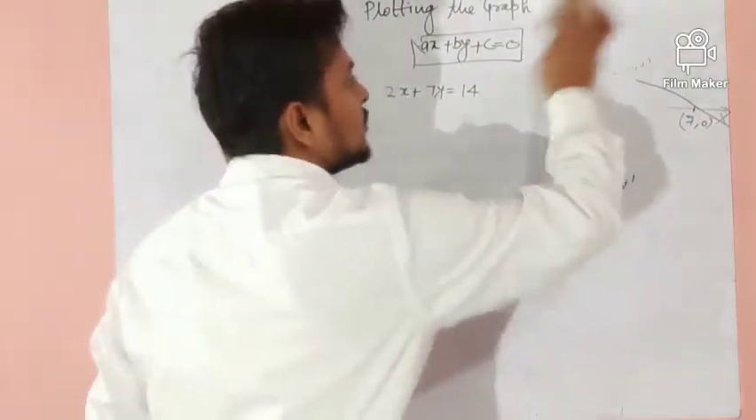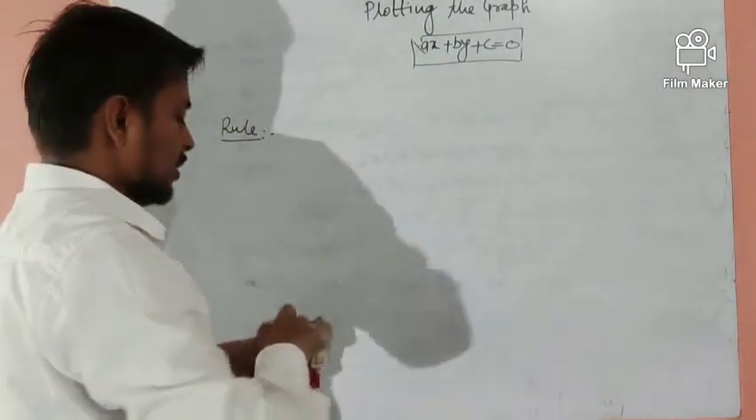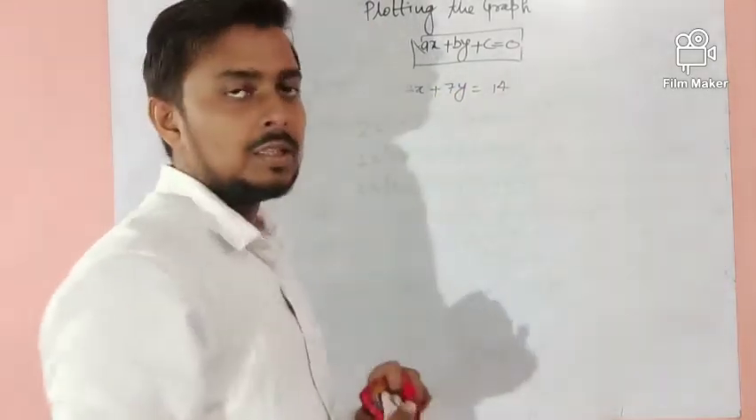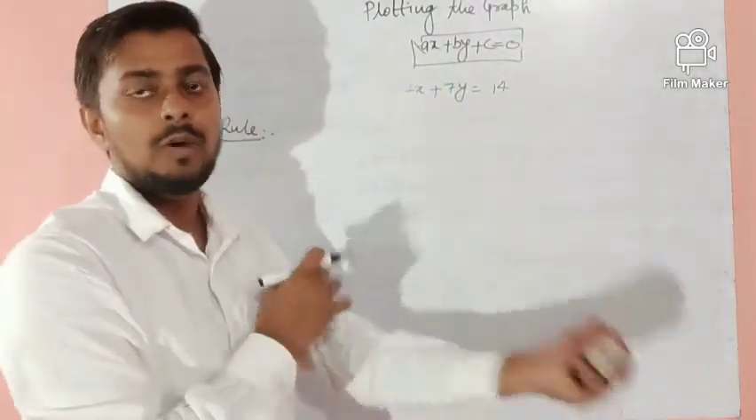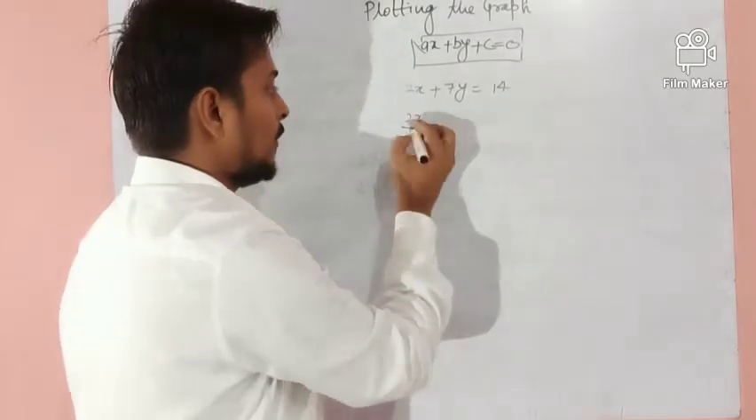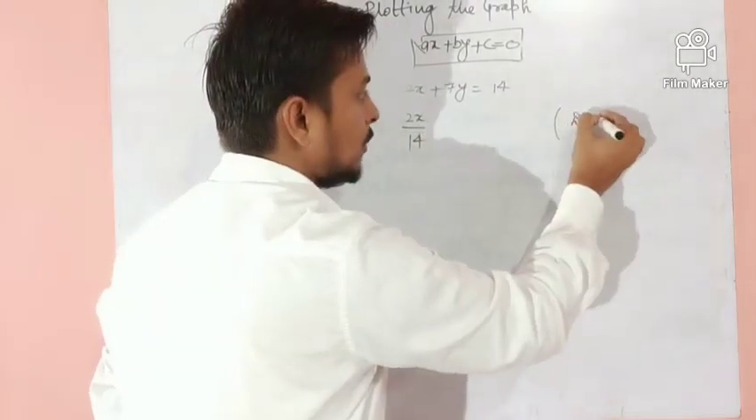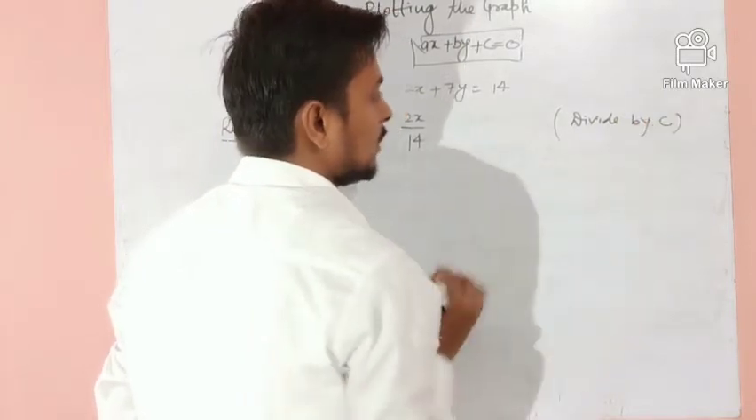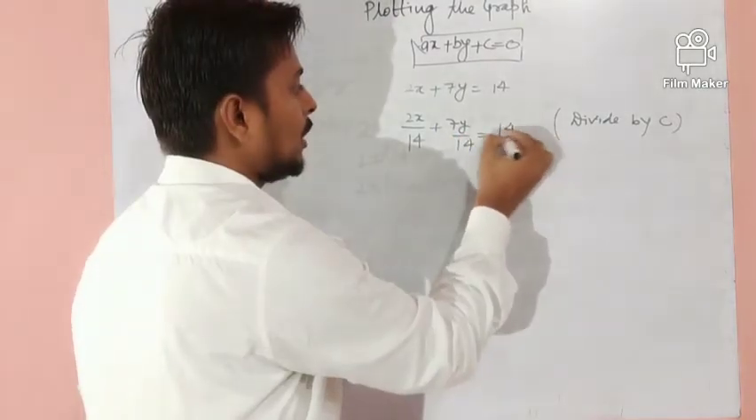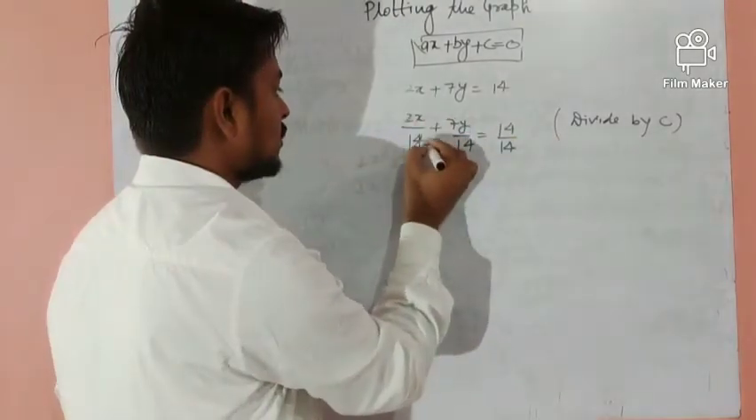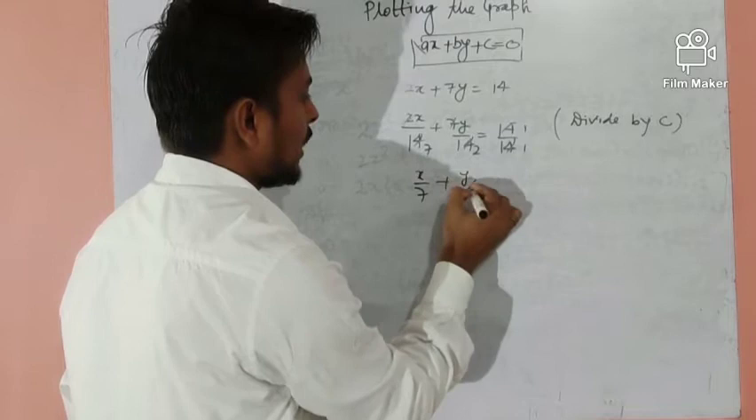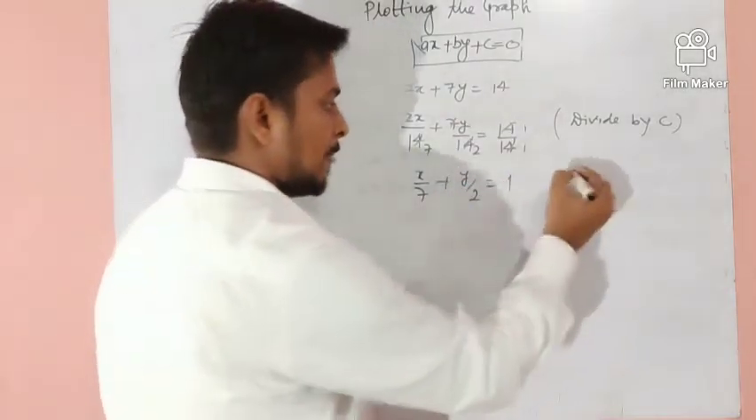The second approach, which we have discussed in the previous video, is this. 2x plus 7y is equal to 14, suppose this is given. This rule is only applicable when a, b and c are all not equal to 0. So you will divide the right hand side term by c. What is the rule? Divide by c. So 2x upon 14 plus 7y upon 14 is equal to 14 upon 14. So 2 sevens are 14, 7 twos are 14, 14 ones are 14. So x upon 7 plus y upon 2 is equal to 1.